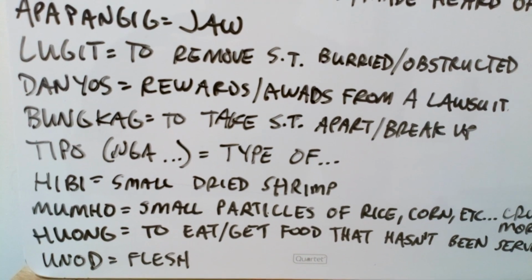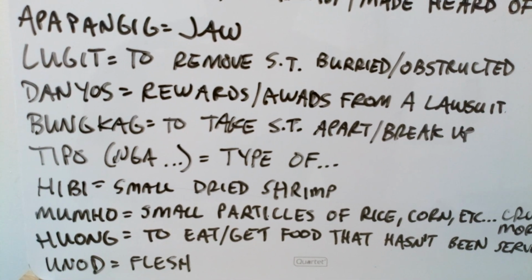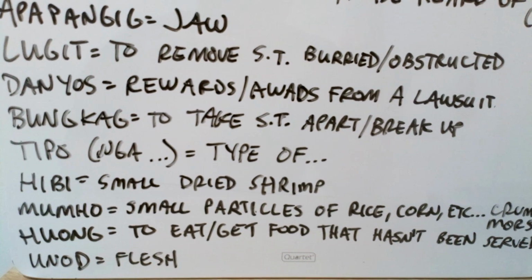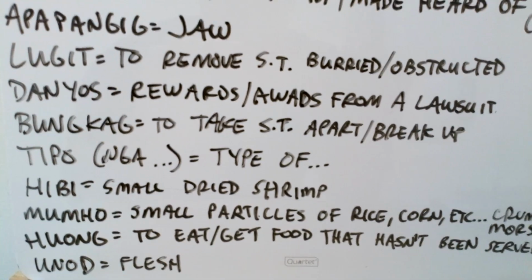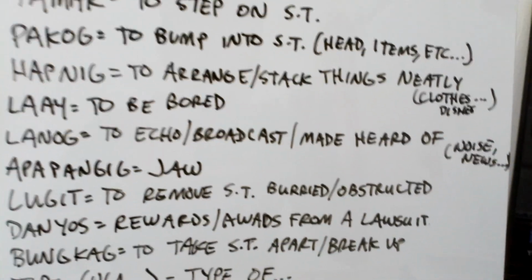You can also use unod to describe flesh, as in fresh flesh that has just been cut up. I can see the flesh from your body because you were in an accident or in a surgery or something. You can use that. That's called unod, okay? So hopefully this can help you with this part.